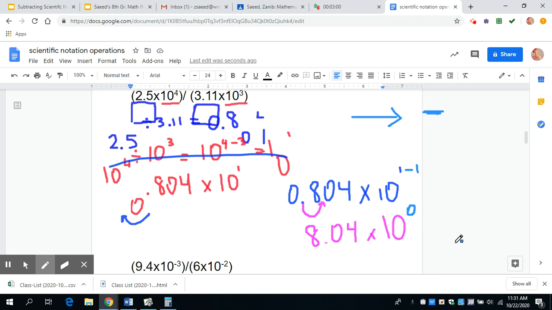That seems like it's wrong. Give me a second. Let me go over my answer. 4 minus 3 is 10 to the first power. That gives you 0.804. 8 point blah.